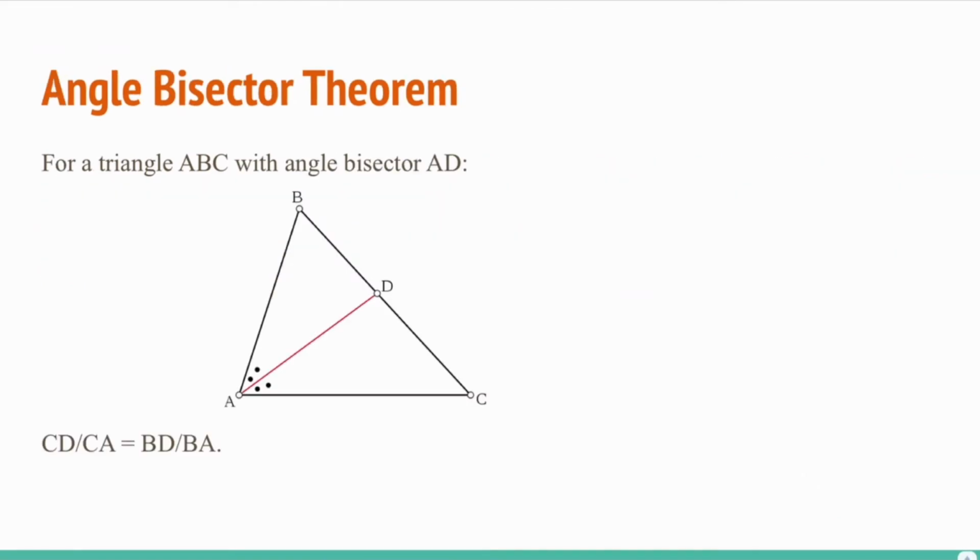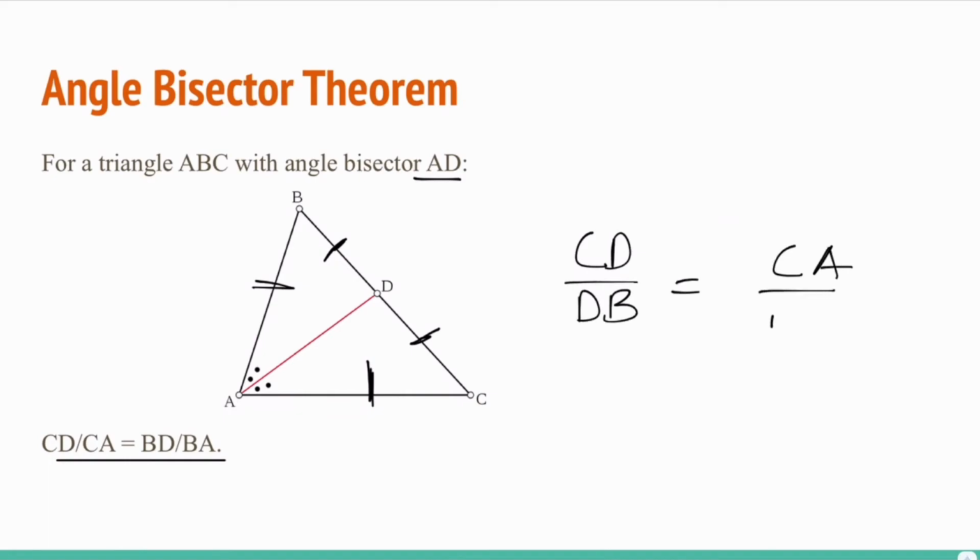Before we can solve this problem, we need to know how the angle bisector can help us. The angle bisector theorem states that for a triangle ABC with angle bisector AD, CD divided by CA is equal to BD divided by BA. So, this divided by this is equal to this divided by this. Or, we can also write this as CD divided by DB is equal to CA divided by BA.